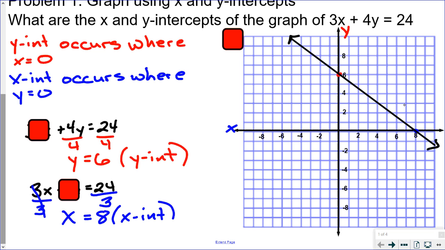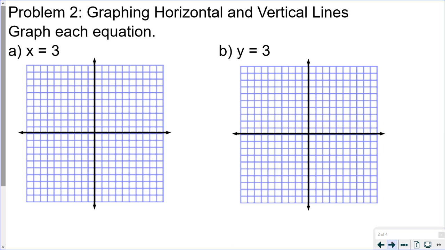Although you could find the slope here, right? If I wanted to find the slope, I could do rise over run here. And that would give me the slope, which is negative because the line's leaning to the left. But instead of using the slope, I found the x and the y-intercept. And so the key concept is that the y-intercept occurs where x is 0, and the x-intercept occurs where y is 0. All right, so let's see what else we have here.